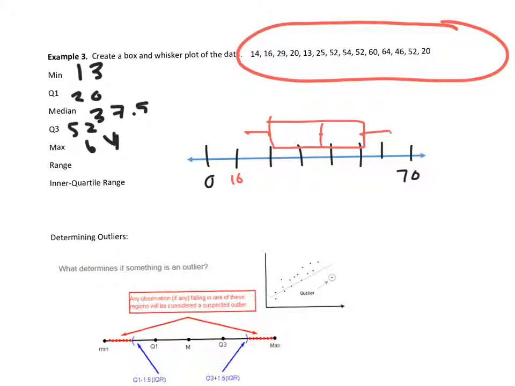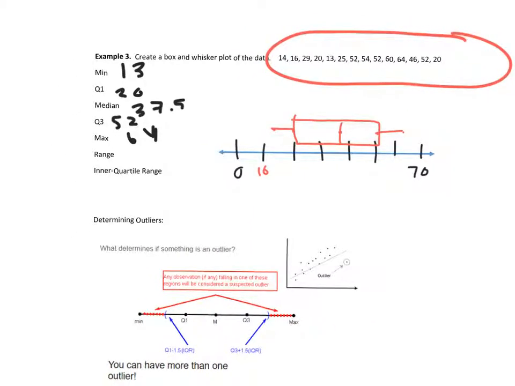Now, my range, you might remember from earlier statistics, is the maximum minus the minimum. So I'm going to do 64 minus 13, and I get 51. The interquartile range is Q3 minus Q1. So Q3 is 52 minus Q1 is 20, so it's going to be 32.